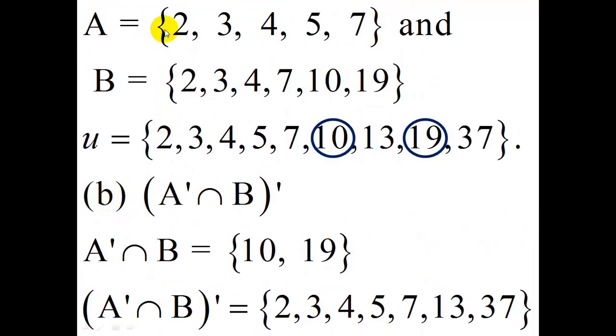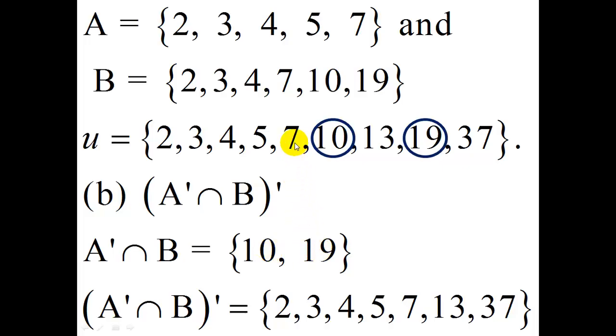Now, we were given A in the question, we are also given B and the universal set. Now, A complement intersection B complement. A complement intersection B gives us 10, 19. So, the complement of A complement intersection B means we are to search for elements that belong to the universal set but do not belong to A complement intersection B, that is 10, 19. And when we look at the universal set, 10, 19 are elements that belong to A complement intersection B.